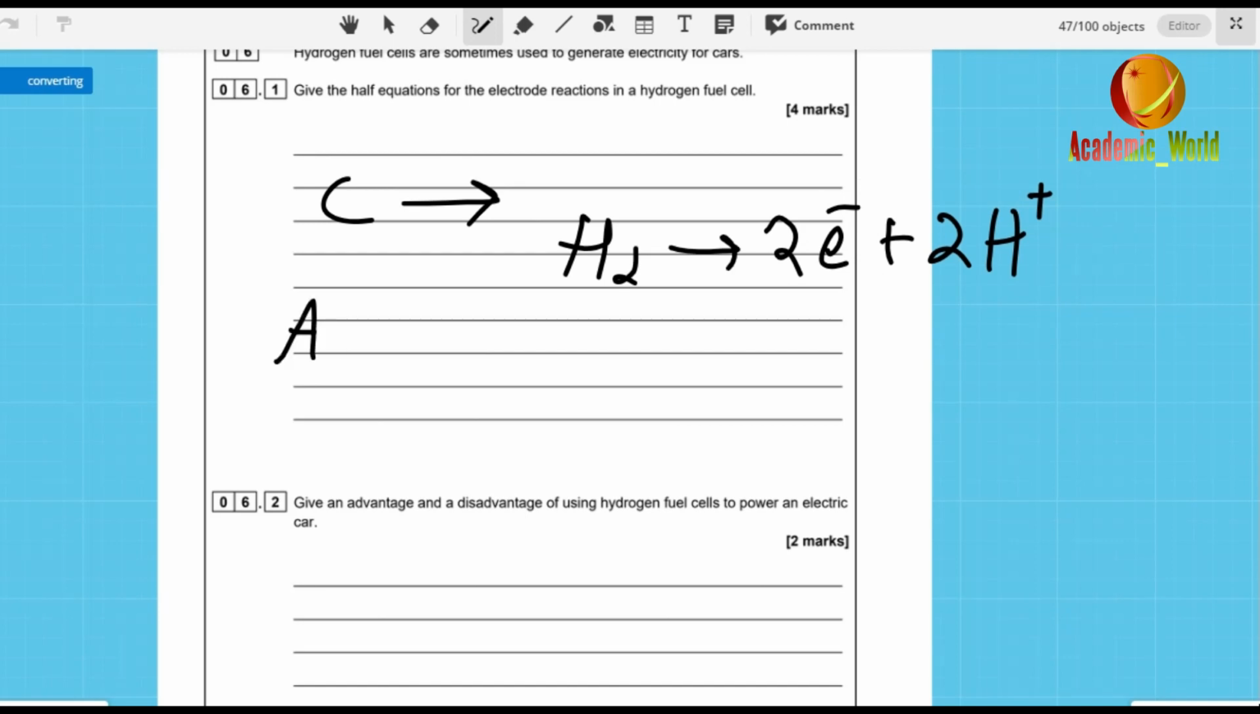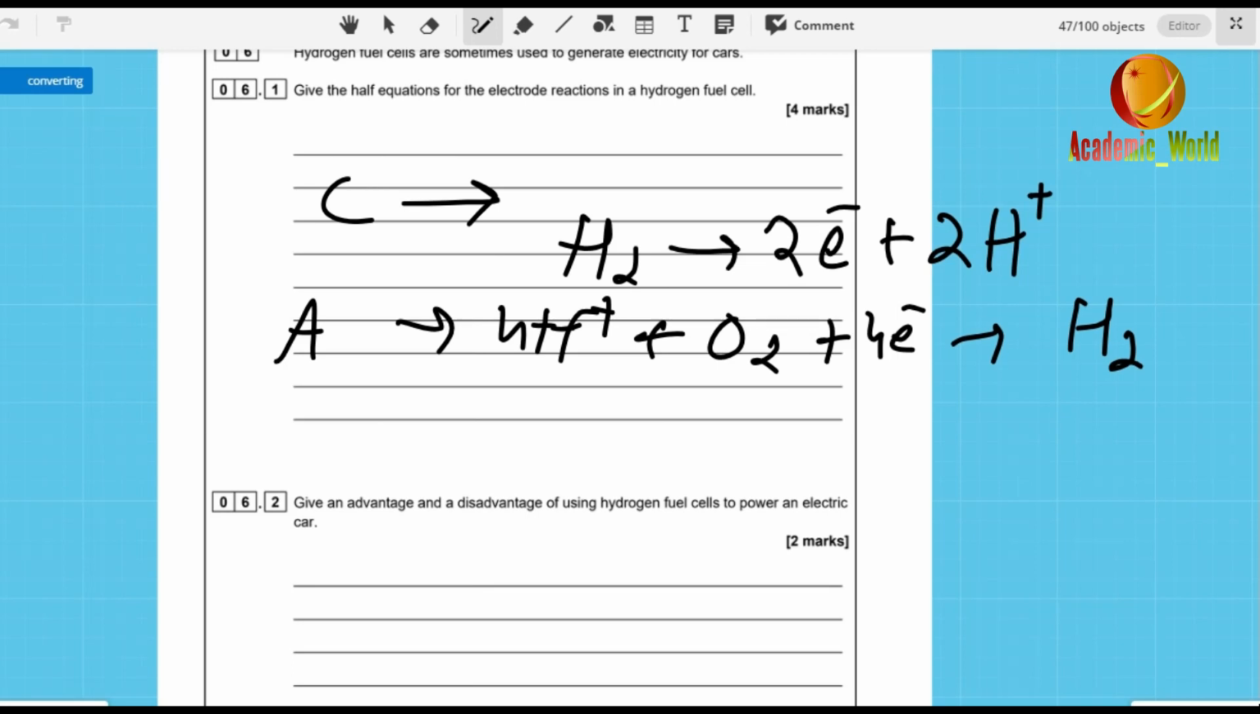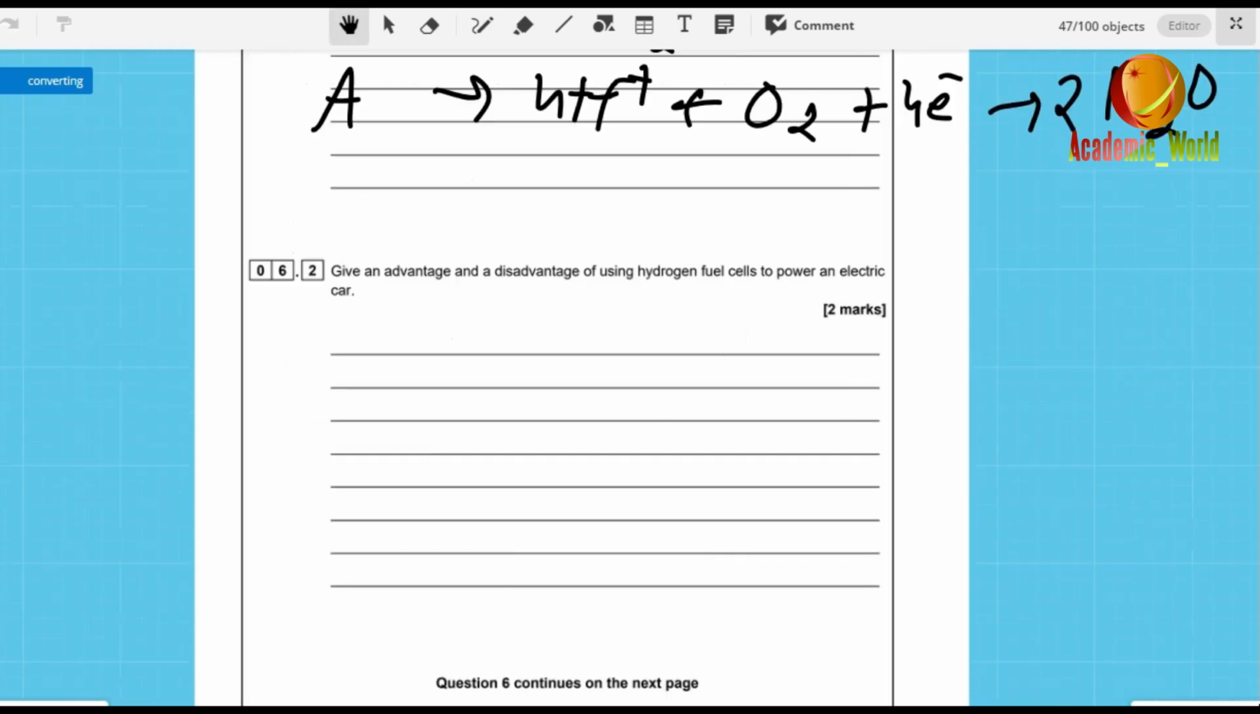while at the anode, what will happen? 4 hydrogen ions react with oxygen gas, by taking 4 electrons, to make water molecules, 2 water molecules. Okay, so that is the equations you have to write.